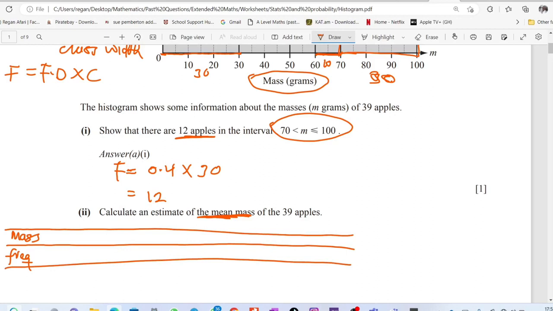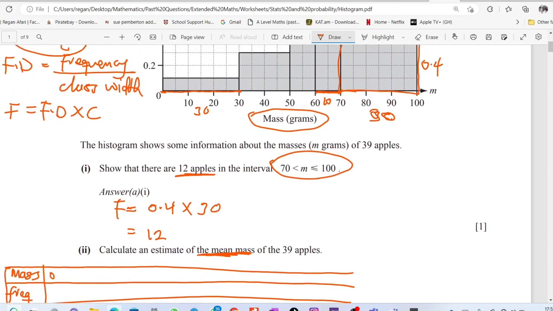Now your mass, we have from 0 all the way to 30. That's the first block. The second block is from 30 all the way to 50. The third block is from 50 to 60, followed by from 60 to 70.